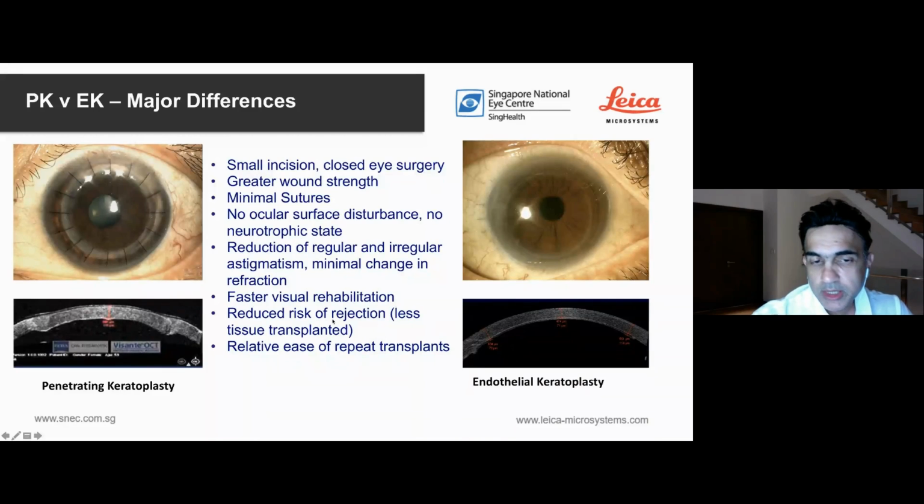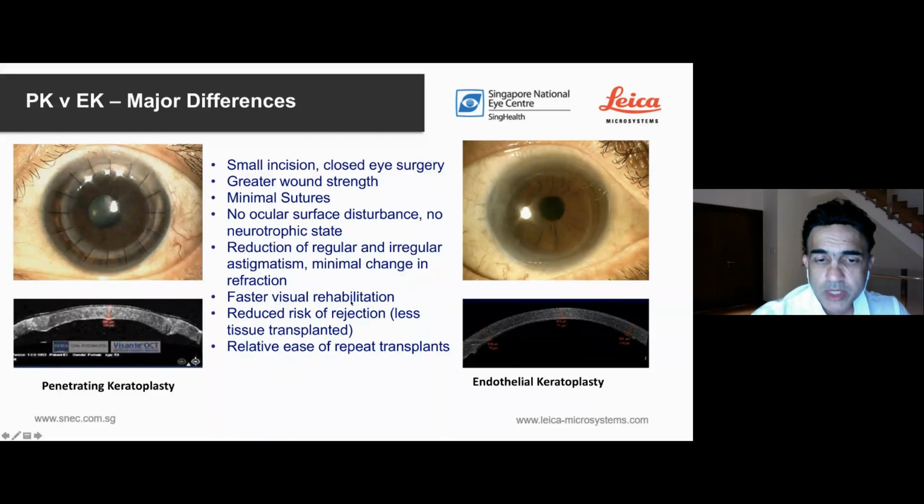Subsequently, it's been shown in the literature over the years that there's a reduced risk of rejection. Generally, our penetrating keratoplasty rejection rate is in the region of about 10 to 12% at 1 year. With EK surgery, depending on which EK surgery you do, but with DSAEK, it's about 3.5% for us. With DMEK, it's less than 1%.